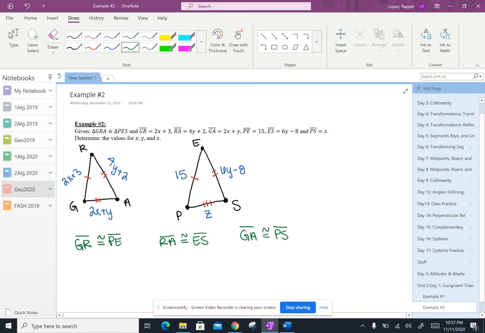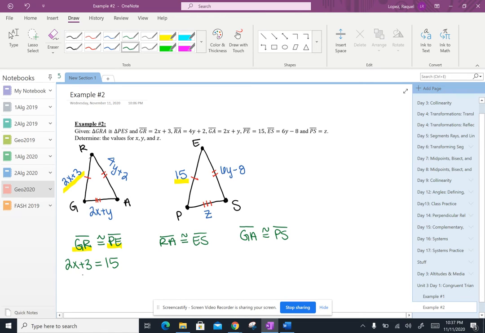So now that I've got my congruency statements, they can actually help us set up our equations, because what we're going to do is replace the letters with the expressions that we were given. So for example, instead of writing GR, I'm going to replace that with 2x plus 3, because that's what they tell me GR measures. And I'm going to set that equal to PE. And PE, they told us, was 15. So bam, I now have an equation that allows me to solve for x.